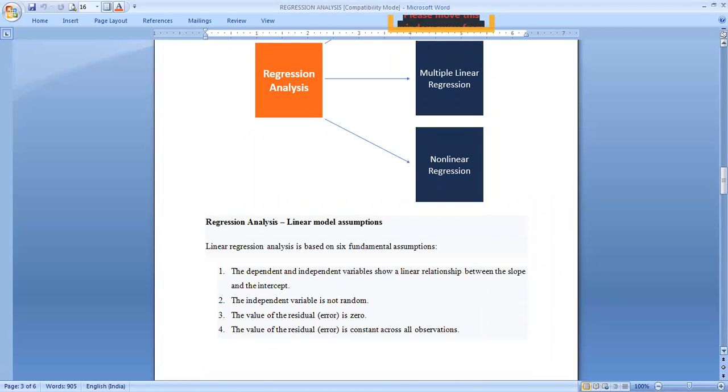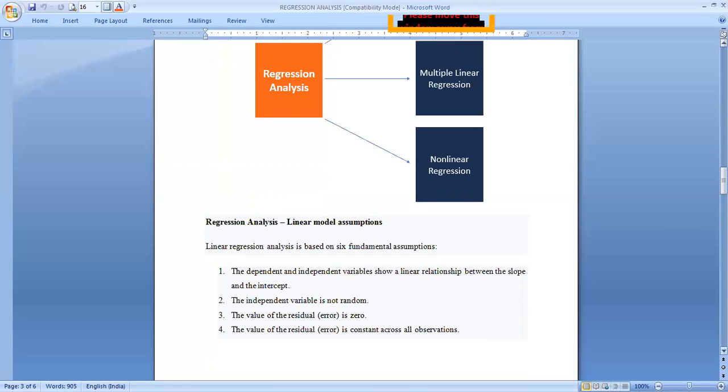Next we discuss the regression analysis linear model assumptions. So what are the assumptions for the linear model in linear regression analysis? The first assumption is that the dependent and the independent variables show a linear relationship between the slope and the intercept.